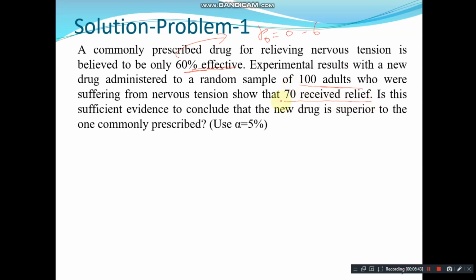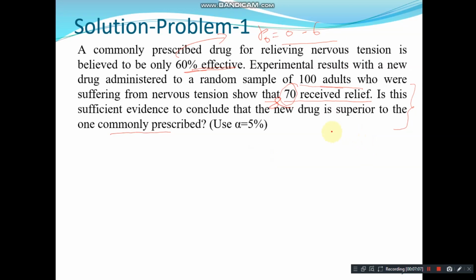So the favorable outcomes are x = 70. Is this sufficient evidence to conclude that the new drug is superior to the one commonly prescribed? So that means this is the common drug and this is sample data. This is related to the new drug.